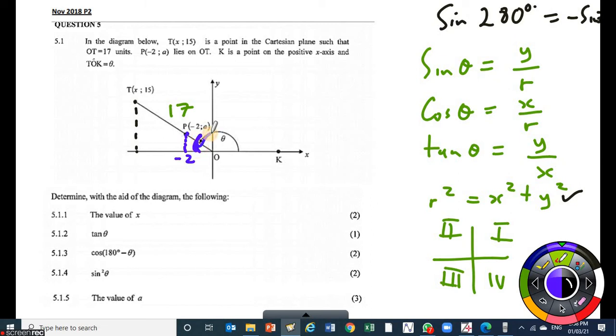Using any of those three trigonometric ratios, because I know the values of x, y, and r, I can use any one of them. So, I want you to be aware of this. We are going to use the bigger triangle to determine the value of that angle inside the triangle. Once you get that value, then we use the smaller triangle. In the smaller triangle, you can use the value of x together with the angle to get what? To get y.